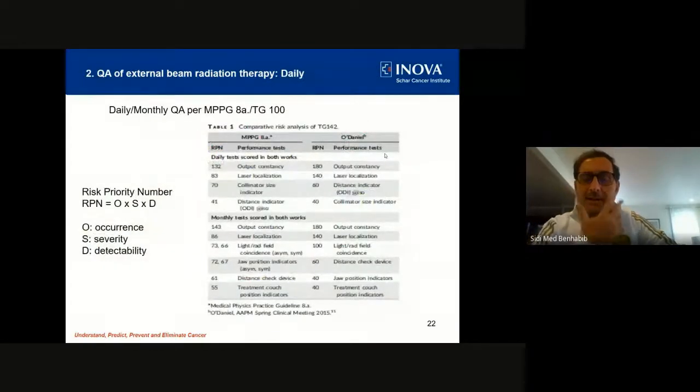In this slide, as you can see, there are two columns. There's the MPPG, which is the Medical Physics Practice Guideline, and there's O'Daniel. So basically, O'Daniel did the same work as the MPPG to estimate the score for the RPN. The RPN is defined as the risk priority number, and this is defined in the AAPM TG100. And I would definitely recommend again one more time this TG report.